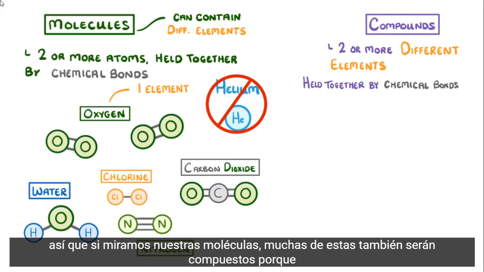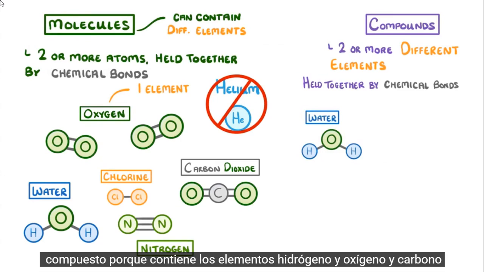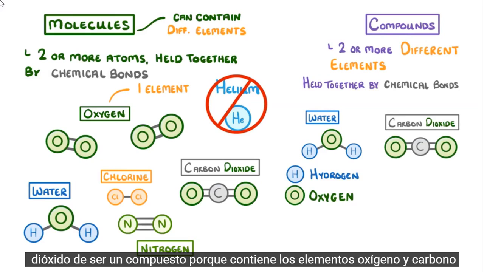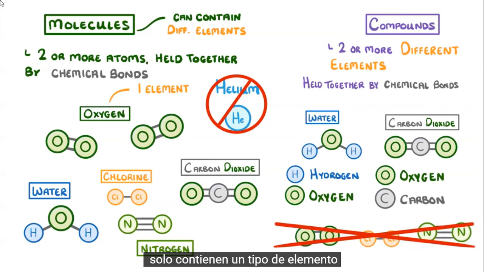So if we look at our molecules, a lot of these will also be compounds, because they contain two or more different elements. For example, water would be a compound, because it contains the elements hydrogen and oxygen. And carbon dioxide would be a compound, because it contains the elements oxygen and carbon. However, molecules like oxygen, chlorine, and nitrogen aren't compounds, because they only contain one type of element.